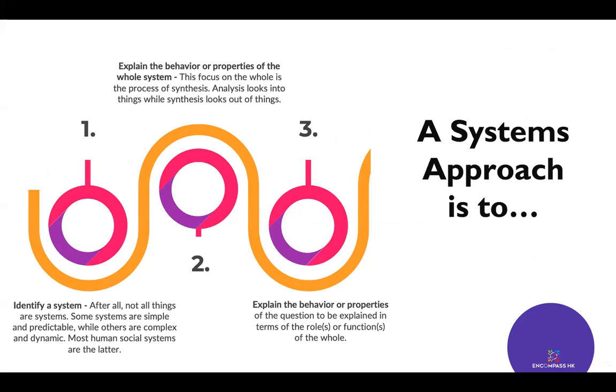To achieve systems thinking, we first need to identify what actually is a system. What are you looking at? Some systems are very simple, while others are more complex. Another question is how you explain the behavior or properties of the system, and we'll look at some tools which help you with that. And third is how to explain this behavior. So now I will start with some tools we can use.